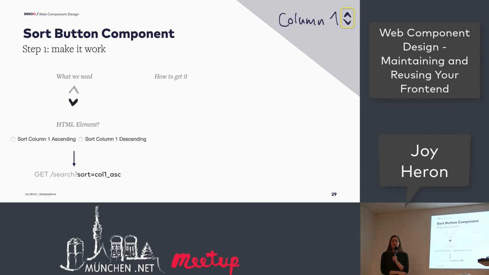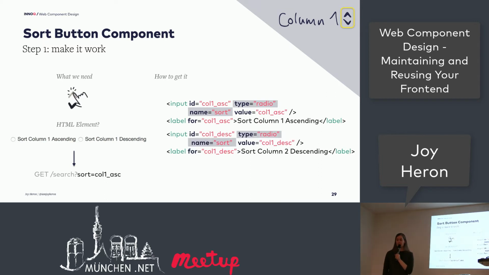So if I have radio buttons which have the same name, the name sort, I can only ever select one of those from the browser. So if I select sort ascending, then it will select sort ascending. But if I then select sort descending, the sort ascending will be deselected. And if I wrap it in a form later, this value will be sent to my server.